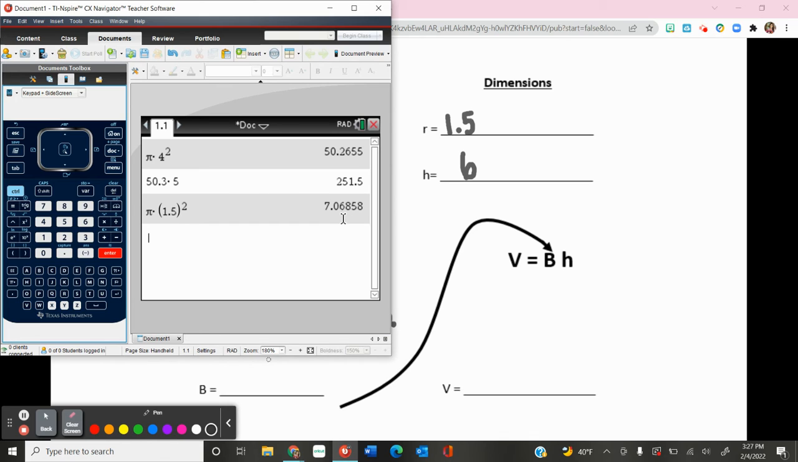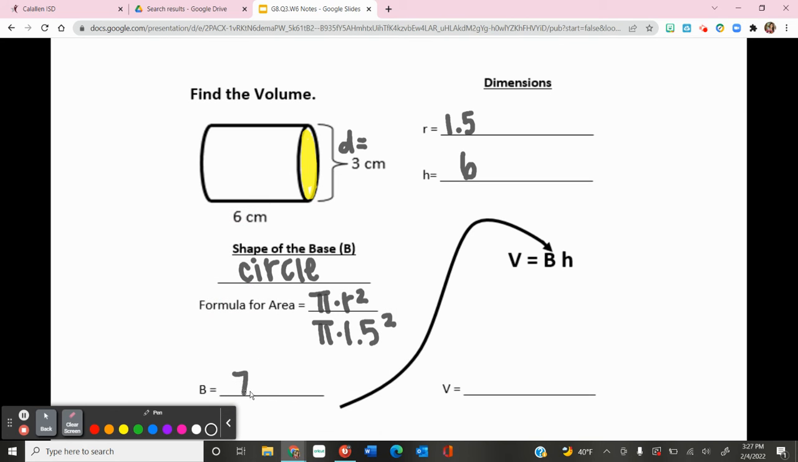Again, we're going to go ahead and round this to the tenths place. So we're going to look at the second decimal place. We have a 6, which tells us we're going to round the tenths place up to a 1. So here the area of our base is 7.1 centimeters squared.